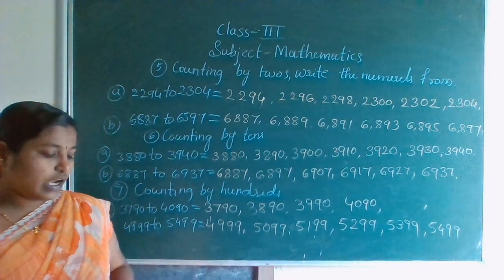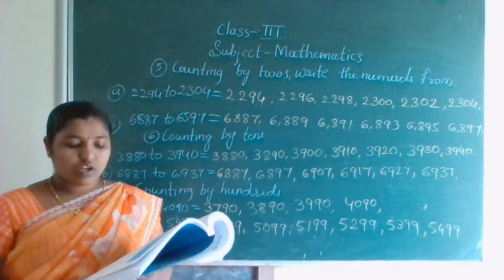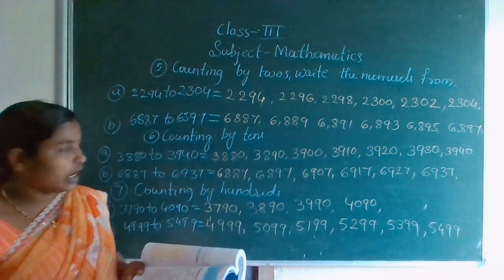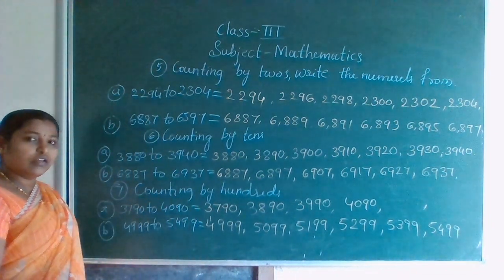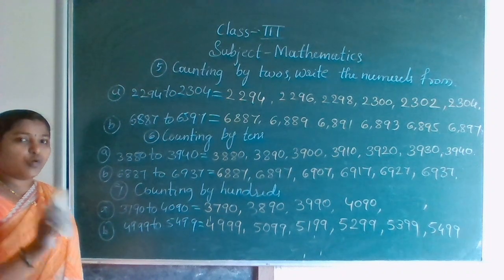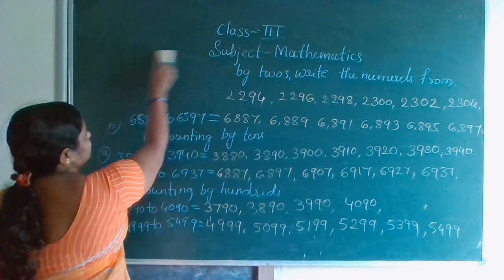And the next eighth one, counting by thousands. Write 5 numerals from 1778. Okay, copy these things in your file. And then we will go for next. Pause the video and write it everything. Okay, I'll go for next.